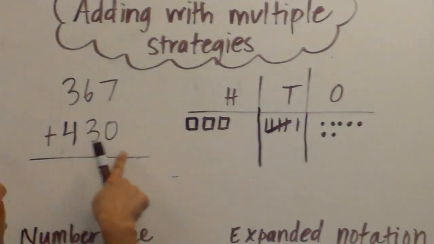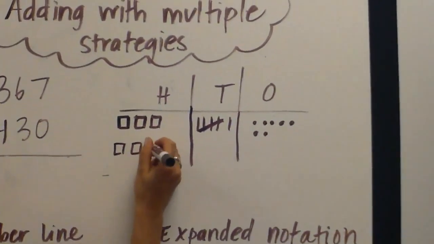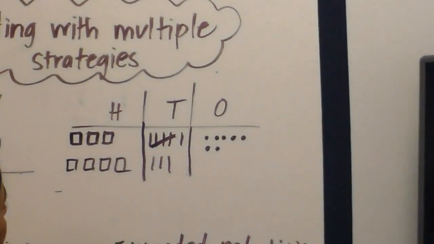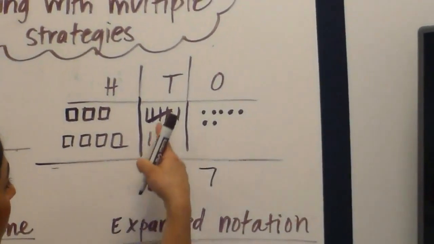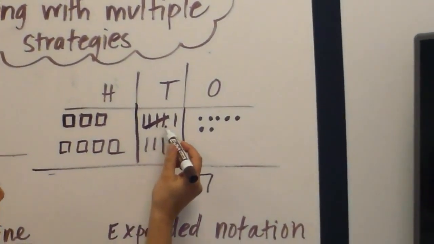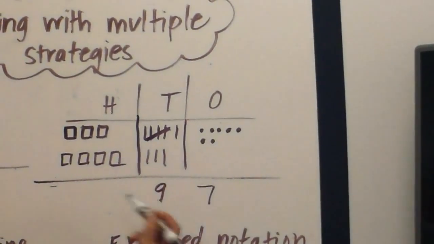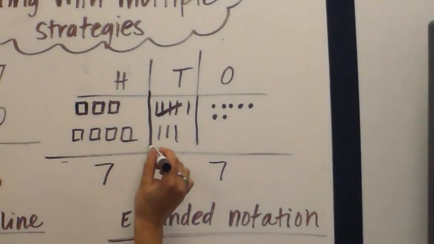Then I'll add 430 to that by drawing 4 more hundreds, 3 more tens, and 0 ones. Now I'm ready to add them together. I have 7 in the ones. I look at all my tens. I have 5, 6, 7, 8, 9. So I don't have to regroup anything. And here I have 1, 2, 3, 7 in the hundreds.